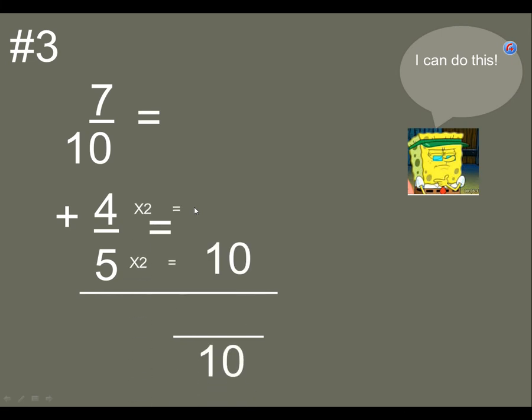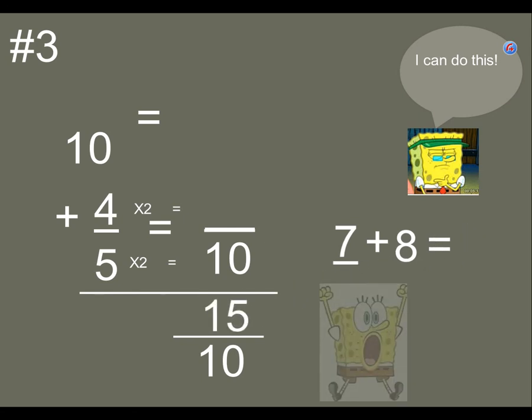Happy. Okay, 7/10 plus 4/5. No, we do not have to change both of them. We just changed 4/5. I can do this. Okay, so 10 is the denominator. 5 times 2, 4 times 2, and then 4 times 2 is 8. We would add 8 and 7. What's that going to be? 15. And then the 15 goes whoosh! SpongeBob does a happy dance.